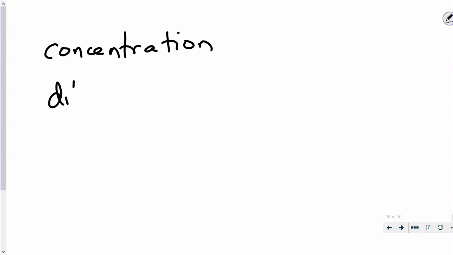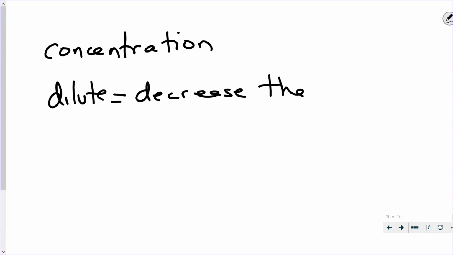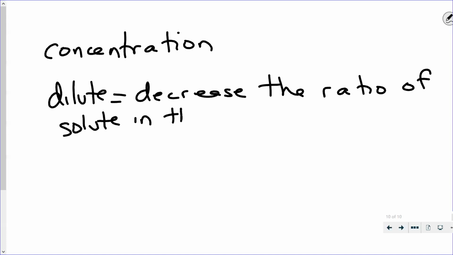We also talk about concentration. If we make a beverage that was dark and then wanted to lighten it up, we added water, we diluted. Which means the decrease ratio of solute in the solvent. That's diluted.